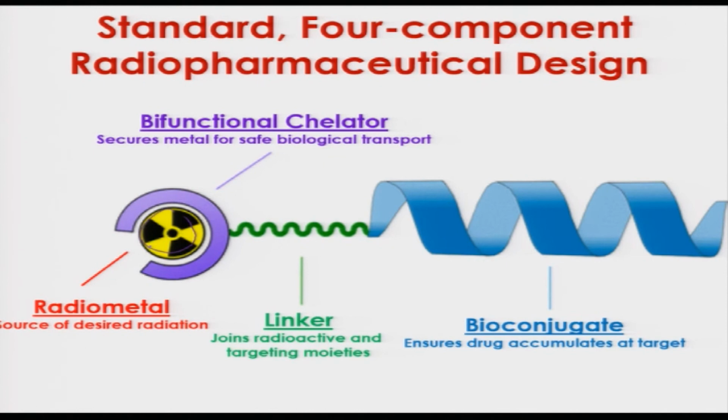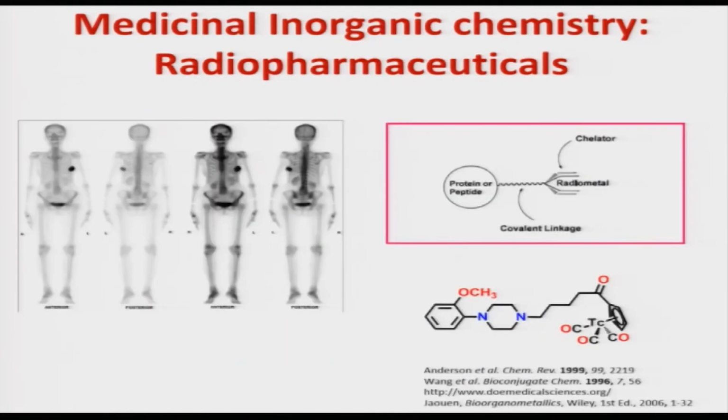You need to have the proper linker which indeed can join this radioactive metal and targeting moieties, and bioconjugates which actually ensures that drug only accumulates at the target. Then and then only it will be a very successful design, and one needs to look at all these 4 aspects very carefully. So, one such example is shown over here.